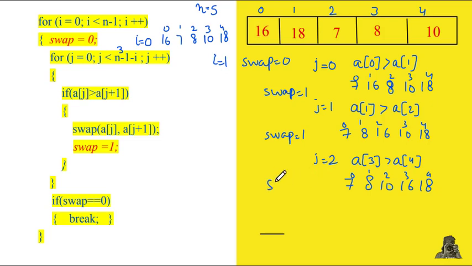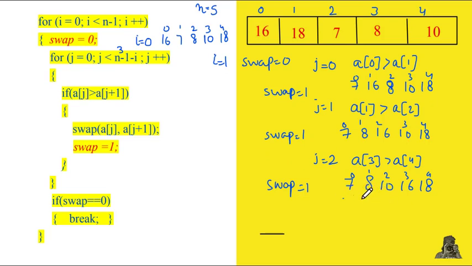Now swap will also be updated because this if structure is being executed, so swap's value will be 1. Now j will be incremented to 3. 3 is not less than 3, so now this loop will be stopped. No more execution, no more passes, no more iterations for the inner loop will be done.